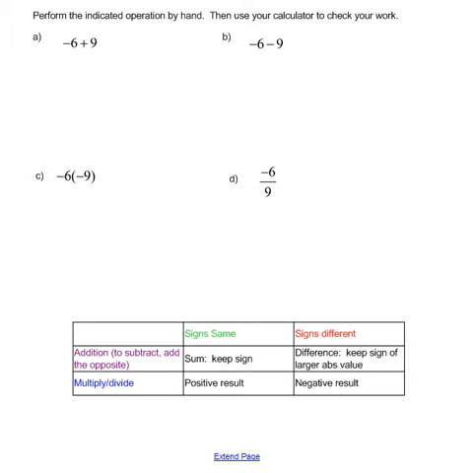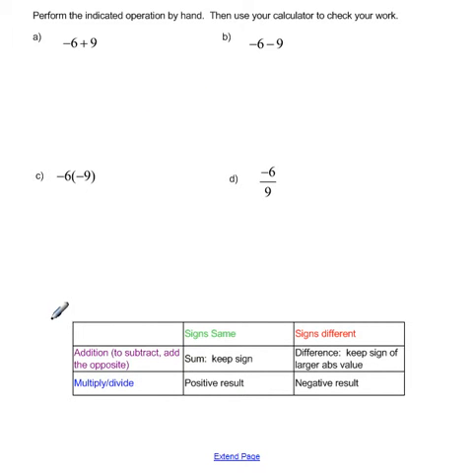Perform the indicated operation by hand. Then use your calculator to check your work. Now we have to be very careful here because we're not just multiplying and dividing here. We've also got some addition and subtraction thrown in. So now we've got to start keeping track of all the different rules and different ways we have so far of working with signed numbers when we have different operations.